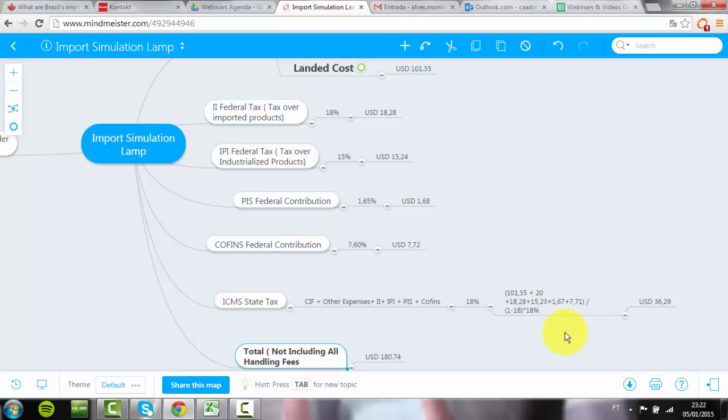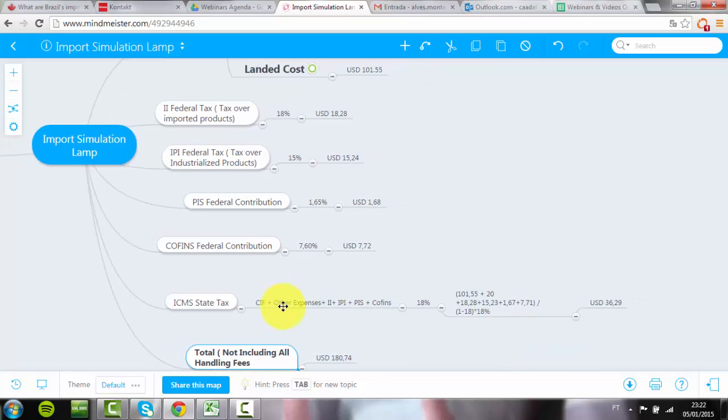Besides including the CIF price and the PIS and COFINS, you then have to divide by the tax rate, because this tax is calculated on itself. As you include this tax in your cost, the government doesn't overlook it. The government is the clever guy, and the government wants this tax as well. Who ends up paying this tax is the end consumer.